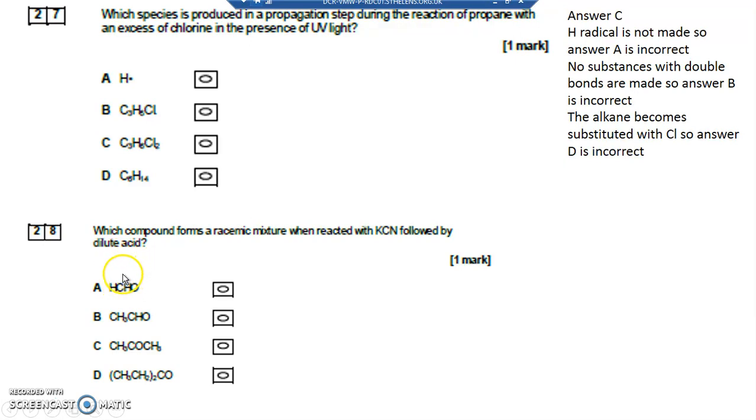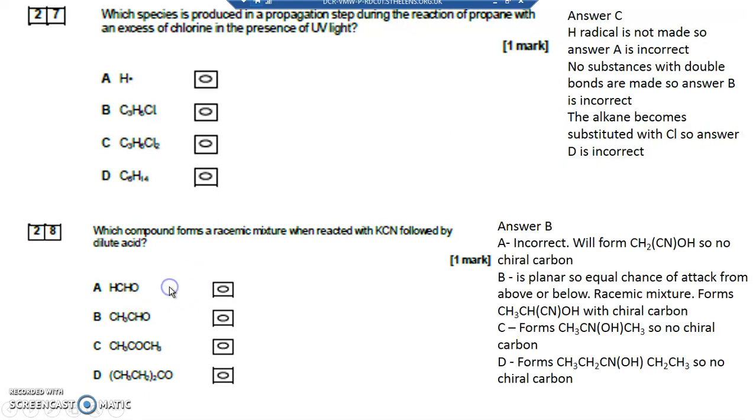Electron pair will go onto the O, leaving a single bond, and then when it reacts with something like dilute acid, the H plus will react, and the O minus with a lone pair of electrons attacks the H plus to make OH. So this C double bond O will become a C with CN and an OH. But we've got to work out which one it is then.